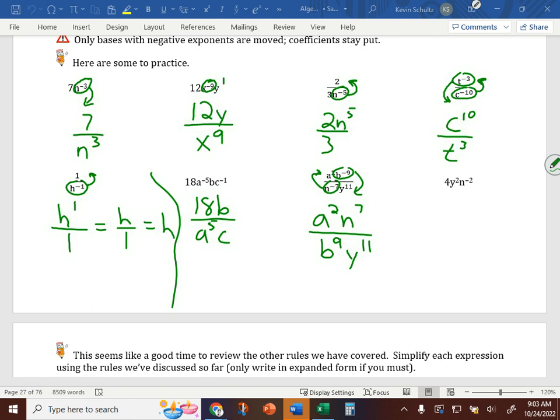And last one. What'd you get for this one? Who wants to share? Tristan, boys. Shh. I got 4y squared over Good. 4y squared over n squared is correct. The 4 and the y squared stay where they're at. N to the negative second goes on down. And we have 4y squared over n squared. Eli.